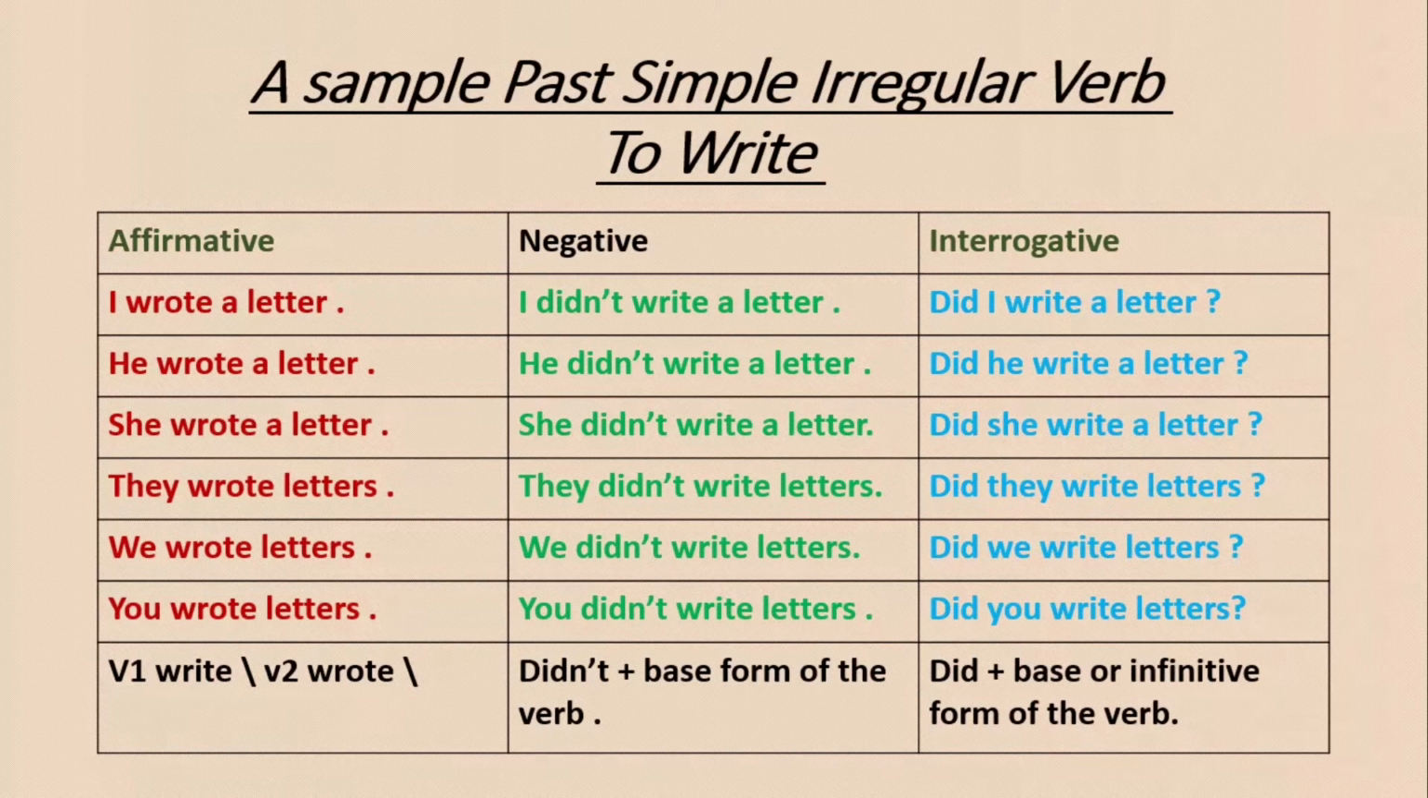I will take an example. For example, he wrote a letter. For the negative, he didn't write a letter. For a question, did he write a letter? For an answer, yes, he did. No, he did not or didn't.